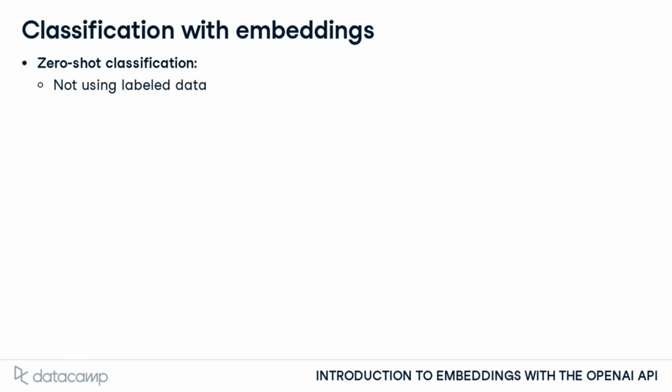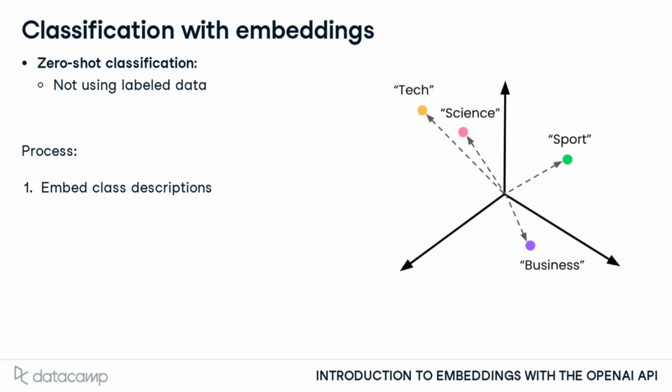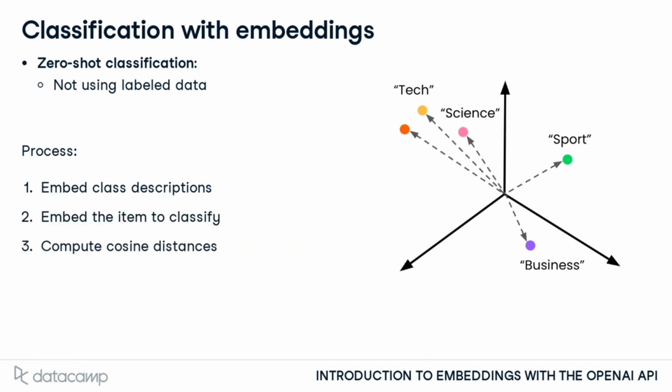First, we begin by embedding a description of each class label. Here, we'll use 4 classes: tech, science, sport, and business. We'll be embedding these labels and using them as reference points to base the classification on. Next, we embed the article to classify and calculate cosine distances to each embedded label. Finally, we assign the article the label with the smallest cosine distance.